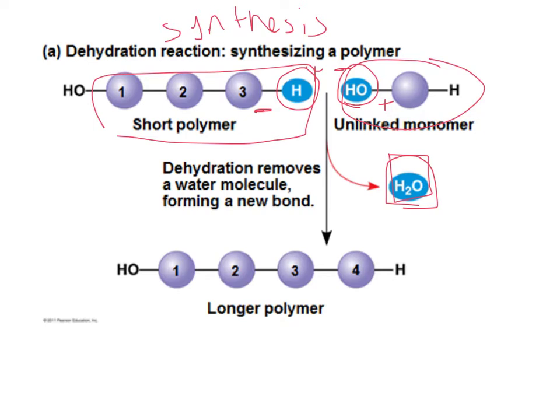and this unlinked monomer here would be positive. So those two would be attracted to one another, which would allow it to form that bond, allow something to be added and elongate the polymer. So our dehydration synthesis removes water to be able to link, to be able to make bigger molecules.